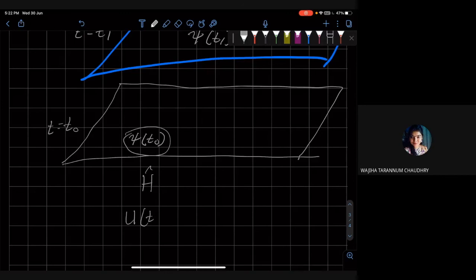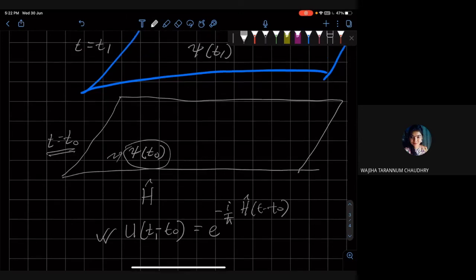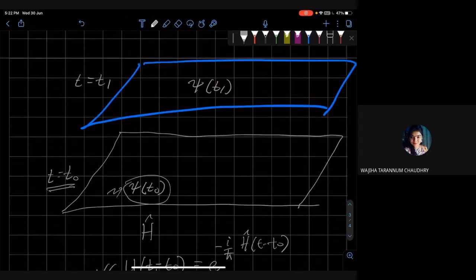Okay, so you want to calculate the evolution from t0 to t1, which is going to be e to the power minus i over h bar, Hamiltonian, times t minus t0. This is what it means to solve the Schrodinger equation, to actually be able to calculate this. And then what you do is apply this time evolution operator to the wave function of the universe at this particular time. And then you get from that the wave function of the universe in the future time.